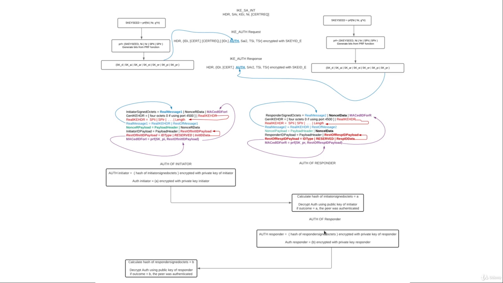The responder does the same thing, it calculates responder signed octets. It will then hash the signed octets and encrypt the outcome using the responder private key. It will send the output to the initiator. The initiator would use the public key of the responder to decrypt the auth payload. If the output of the operation is equal to its own calculated hash of responder signed octets, then the responder was authenticated.